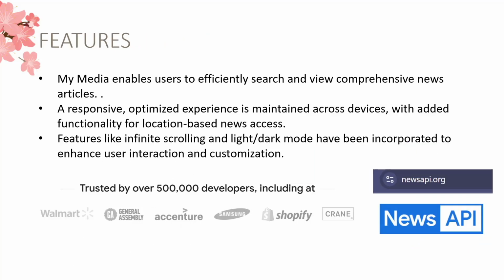So these are the features that I will be talking about. It enables users to efficiently search and view comprehensive news articles. It is optimized for different devices with added functionality for location-based news access. What that means I'll be covering while running the code. It has various features like infinite scrolling, light dark mode, etc.